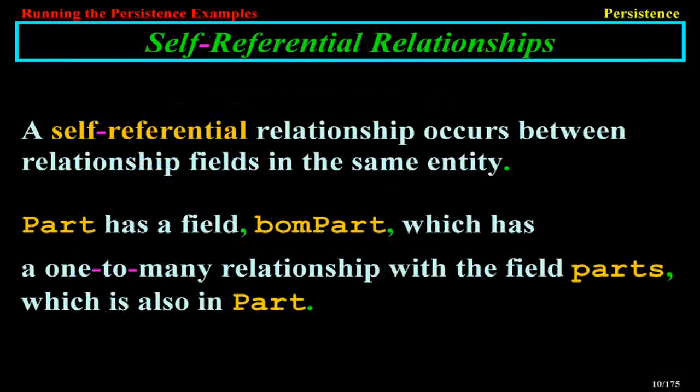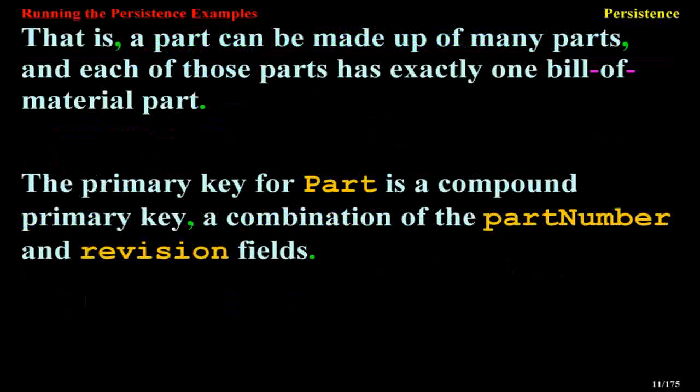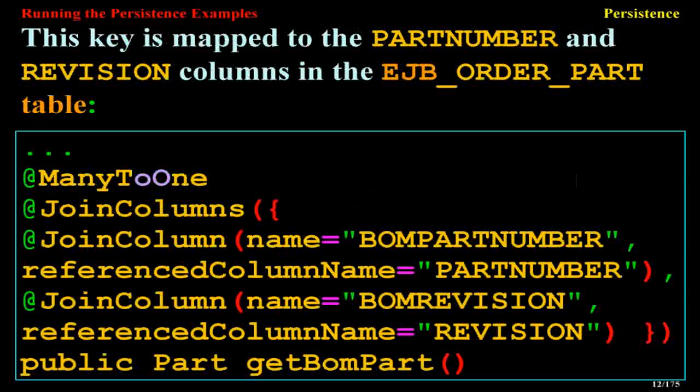Self-referential relationships. A self-referential relationship occurs between relationship fields in the same entity. Part has a field, BOM part, which has a one-to-many relationship with the field parts, which is also in Part. That is, a part can be made up of many parts, and each of those parts has exactly one bill of material part. The primary key for Part is a compound primary key, a combination of the part number and revision fields. This key is mapped to the part number and revision columns in the EJB order part table.